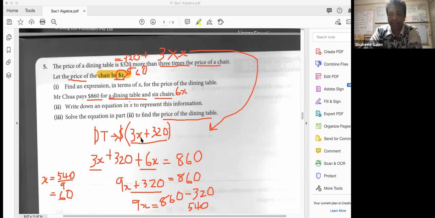You see, X is times 3. Why times 3? 3 times the price of the chair. The chair is $60 here. The dining table is $500. Yes, 500. Congratulations. All right, so 3 times X is 3 times 60, 180. 180 plus 320, $500. Congratulations.